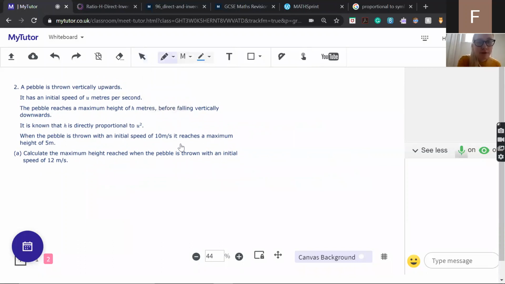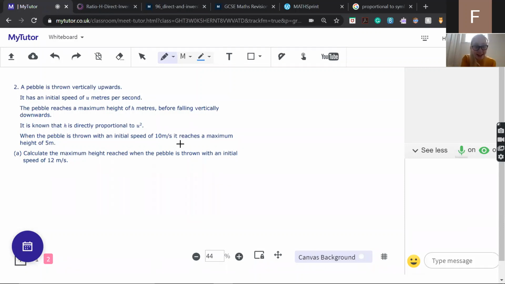Let's read it through once, just quickly, to visualize what's happening. A pebble's being thrown vertically upwards and has an initial speed of u meters per second. That's just how hard I throw it. It reaches a maximum height of h meters before falling vertically downwards. And it's known that h is directly proportional to u squared. So if I throw it, it will reach a certain height. If I throw it twice as hard, it will reach 4 times the height, because it's proportional to the square. Think about that for a moment, go back if you don't fully understand that.